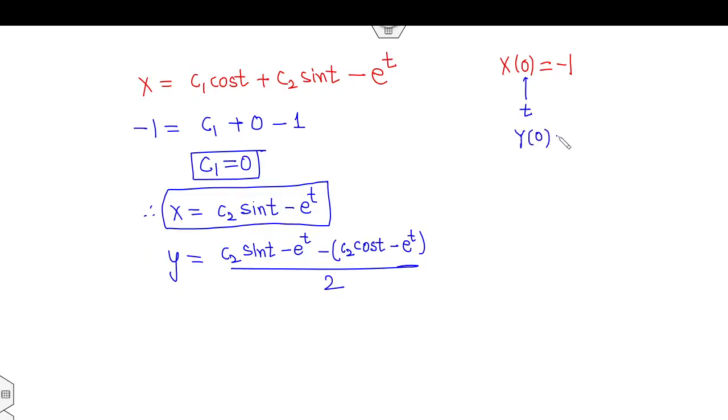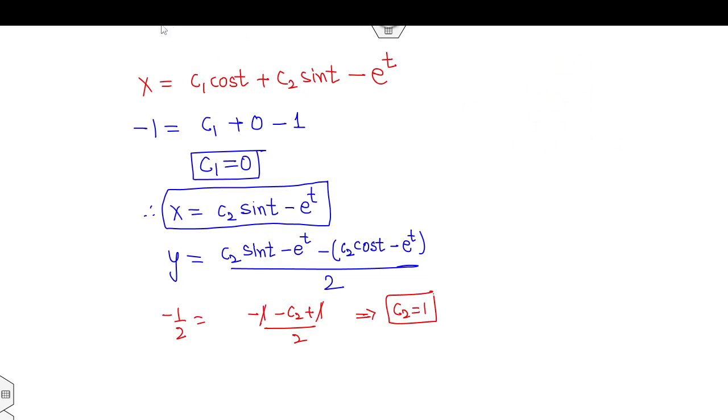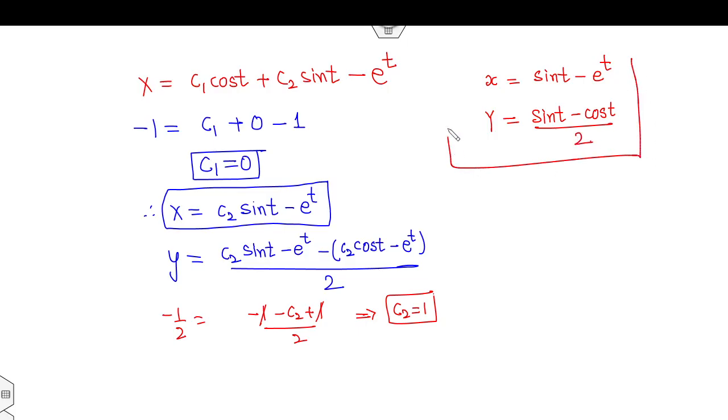And now also given that y of 0 is minus half. So let's fill in the value. Sin 0 is 0, e raised to power 0 is 1, cos 0 is 1, e raised to power 0 is 1. So from here, what value do you get? C2 will be 1. Fine. So once you know C2 is 1, you can find the value of the x. So x will be 1 into sin t minus e raised to power t. Value of the y will be, C2 is 1, so it will be sine of t minus cos of t, e raised to power t will be cancelled out, divided by 2.